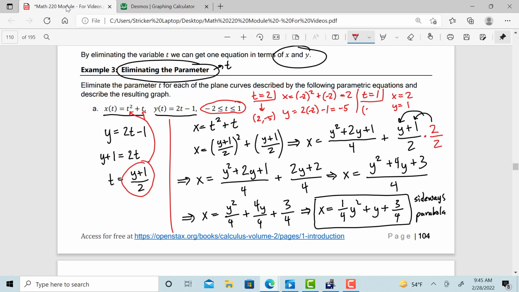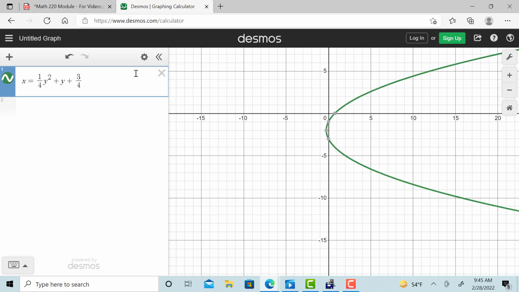So we have the point 2, 1, which means if you look at the y values, y is going from -5 to 1. And so we can kind of limit this graph. We can say, in curly brackets, from -5 to 1. And so it's not the whole graph. It's from -5 to 1. And so that's how we graph it, x as a function of y.